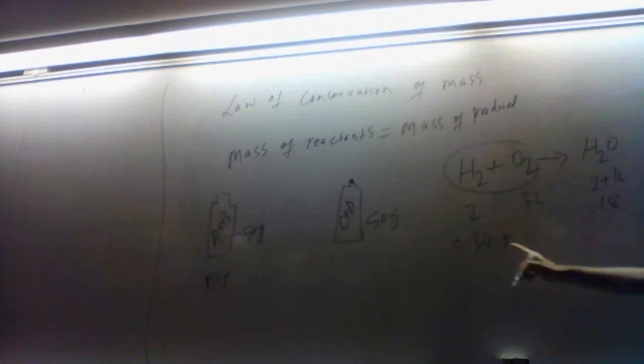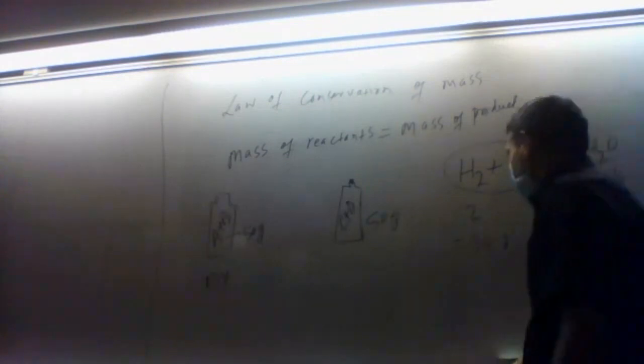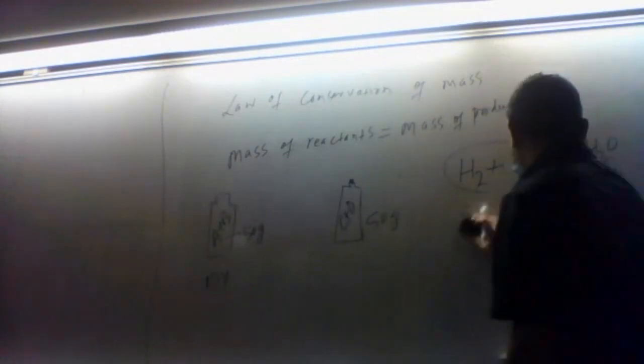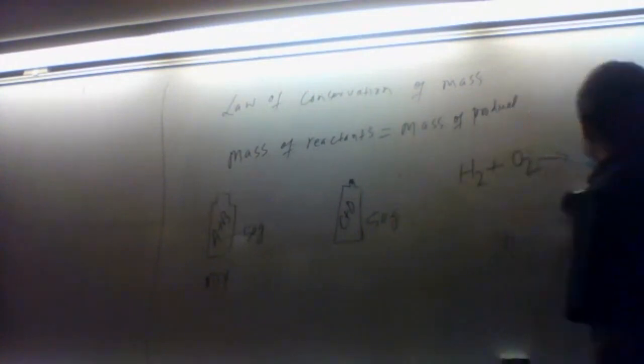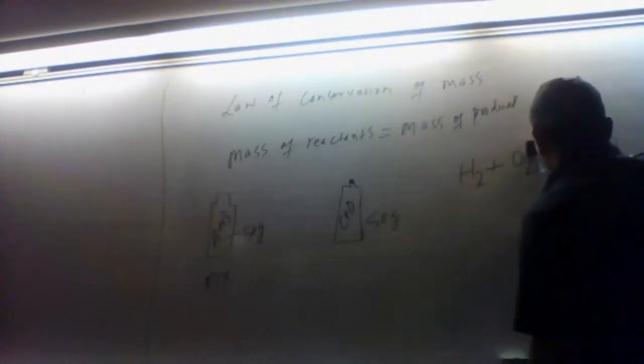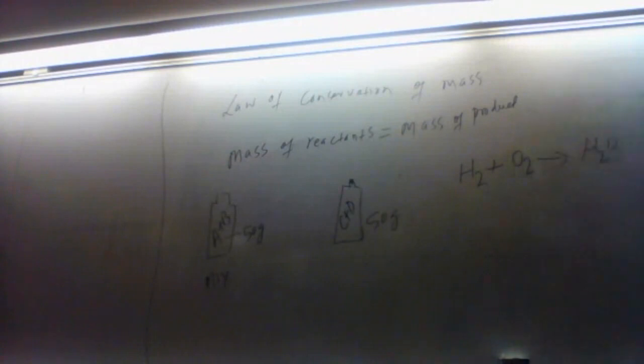You see, this is 34, 18. So we just lost some mass. It cannot happen that way. The mass is always constant in the reactants and the products. So what we should do is try to make both sides exactly the same. How we do that is by putting some coefficient here. We put some number to multiply this.